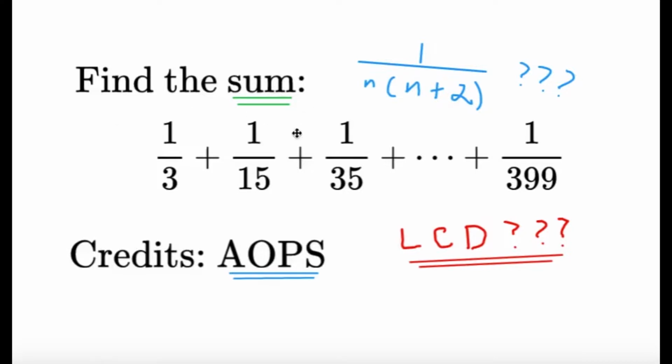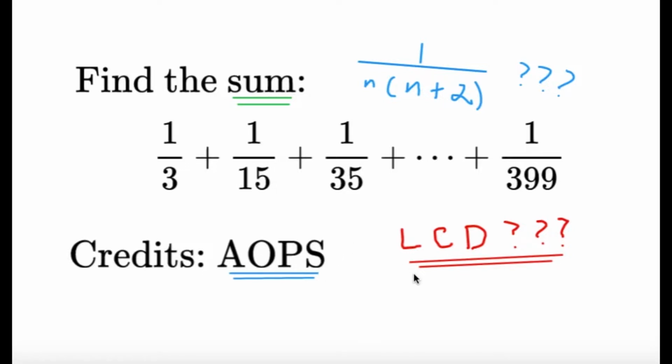Find the sum 1/3 plus 1/15 plus 1 over 35 plus so on and so forth until 1 over 399. Again, credits to the Art of Problem Solving community for this item. As usual, pause this video if you'd like to give it a try, but if you're done, let us dive into the solution. Now, for the first timers towards this item, this might be quite a difficult task.